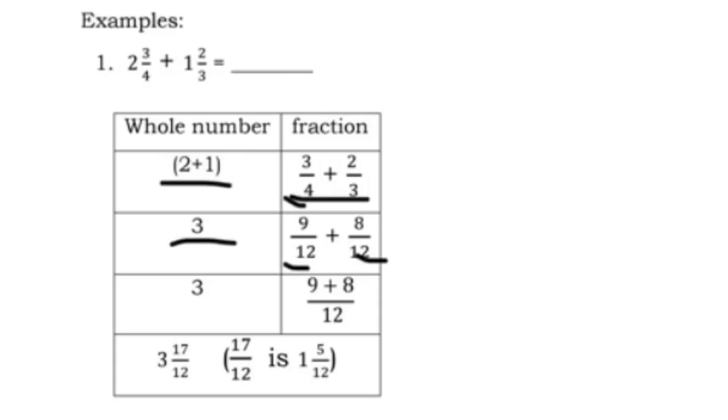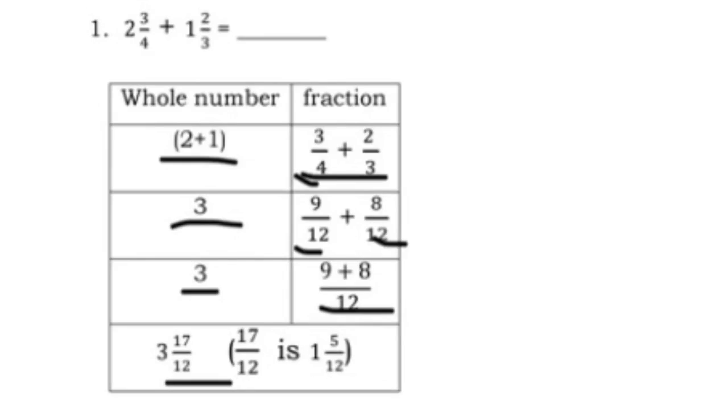12 divided by 3 is 4, times 2. You have there 8. So you have there 9 plus 8 over 12. 9 plus 8 is 17. So you have 3 and 17 over 12. Then 17 over 12 is equal to 1 and 5 over 12. If we divide 17 by 12, this is the result, 1 and 5 over 12.